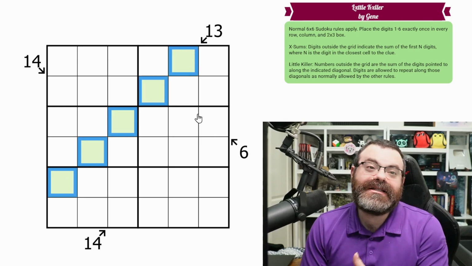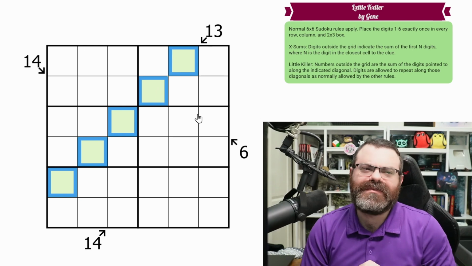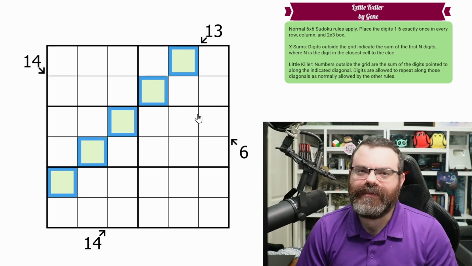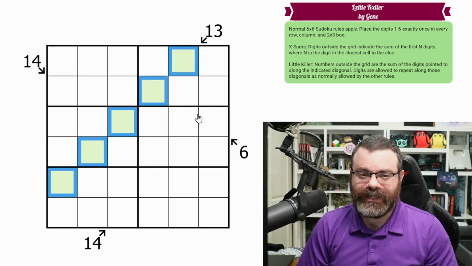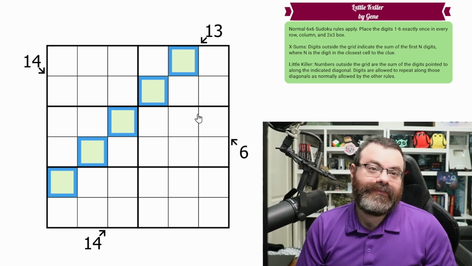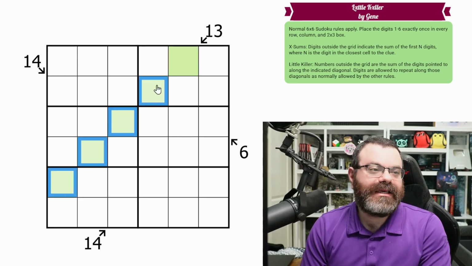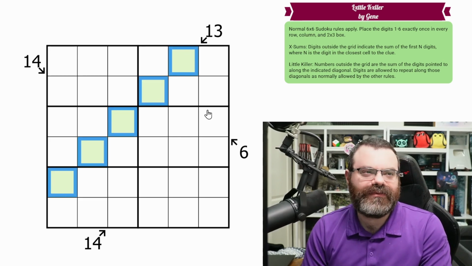Now, little killers, we like to mention this because some constraints, mostly just killer, which is the most popular one, do prevent repeats, but it's really much the only one that prevents repeats. All other constraints do not, whenever there's a sum. So these do not prevent repeats beyond any other rules, right?